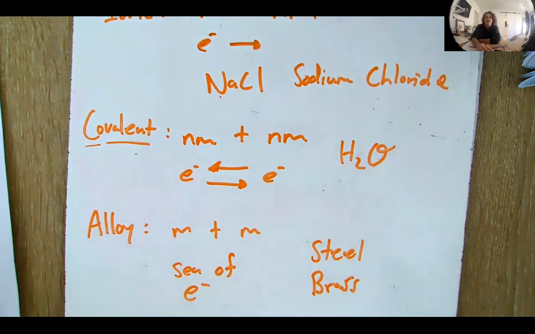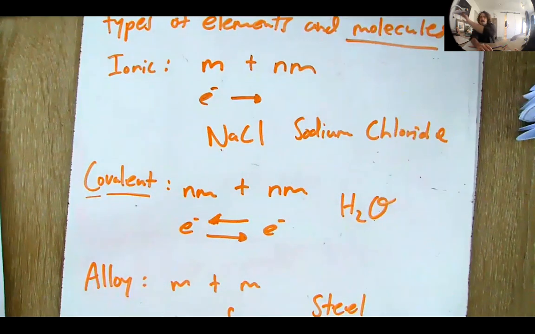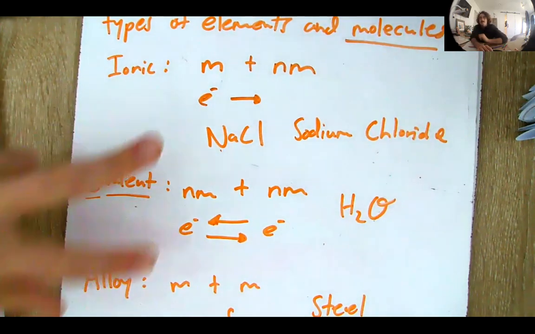All right, those are the types of elements and molecules that you should know, and the behavior of the electron, specifically with ionic and covalent, you should know.